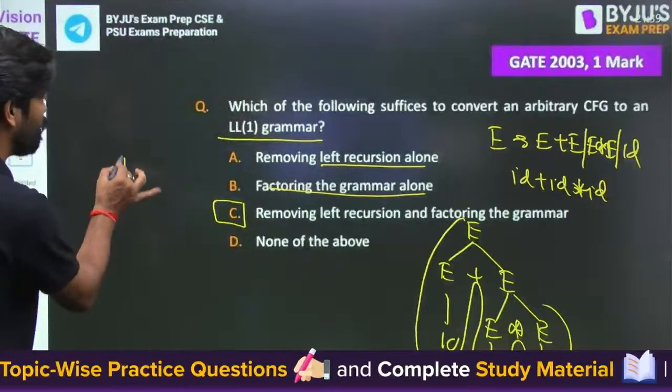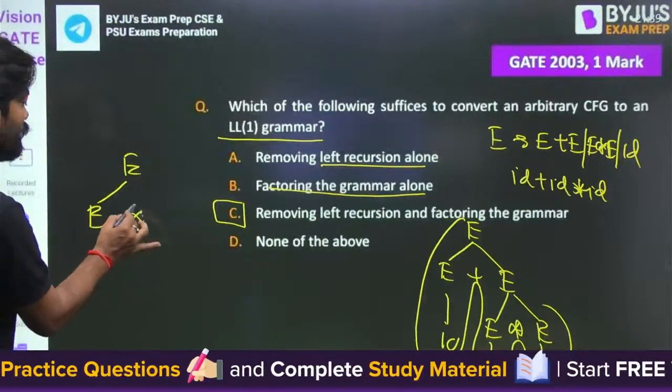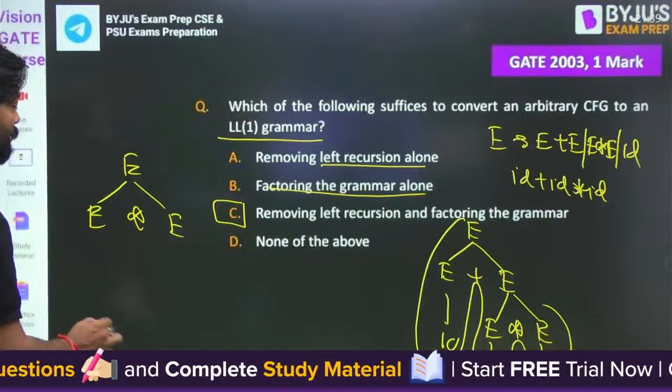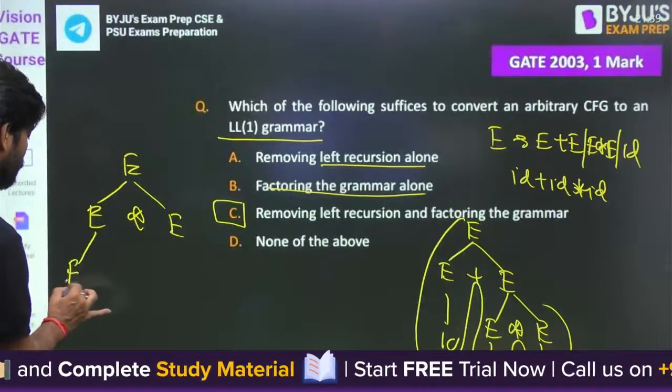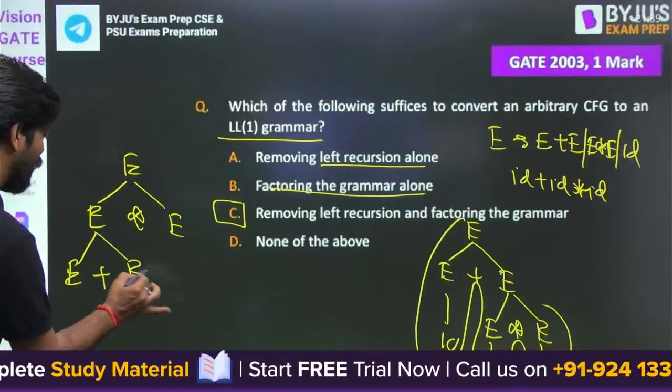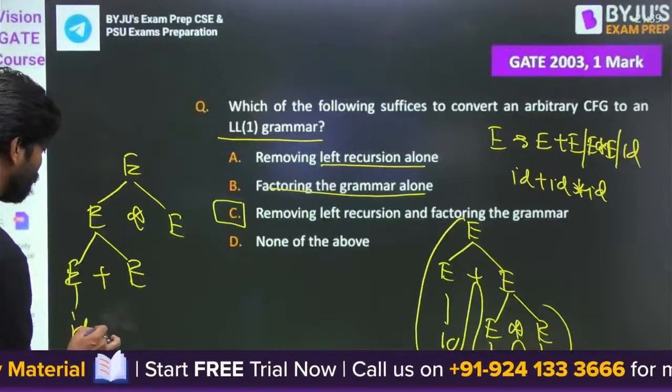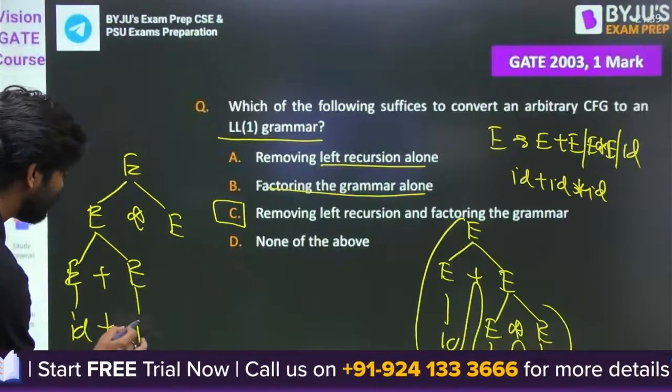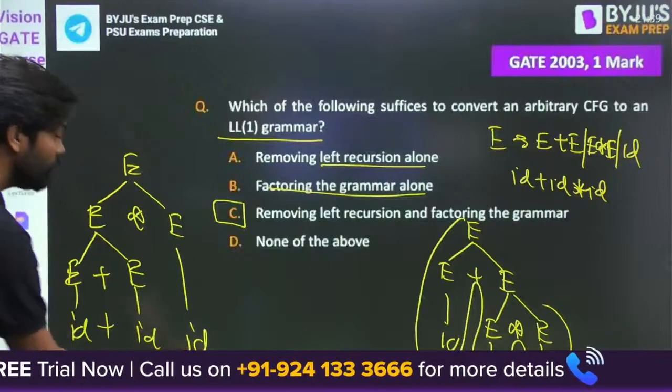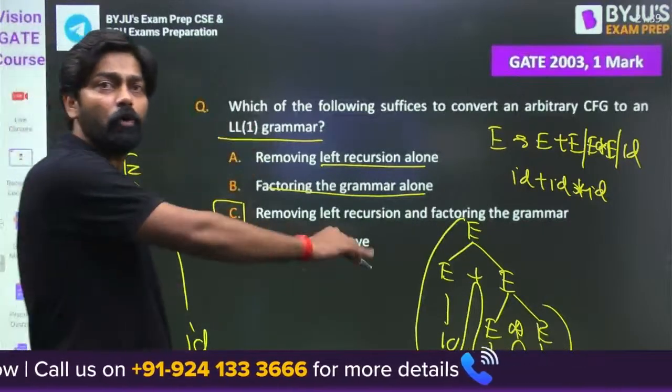And one more parse tree: E goes to E star E, E star E. And here, E goes to E plus E, E plus E. And E goes to ID plus ID star ID. So, my dear friend, for one input string we have more than one parse tree.